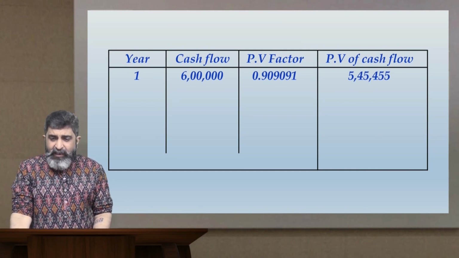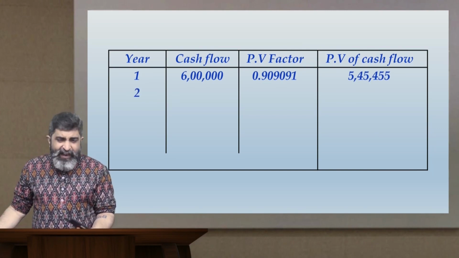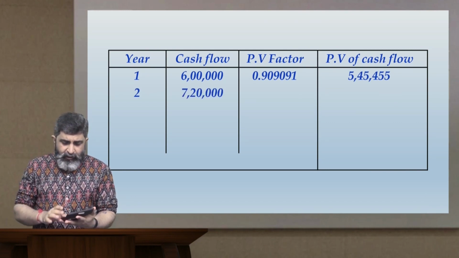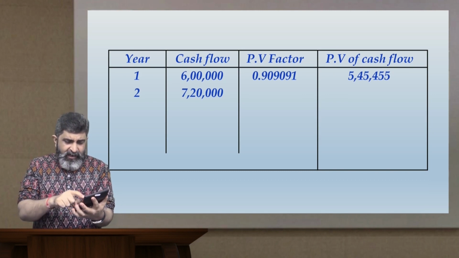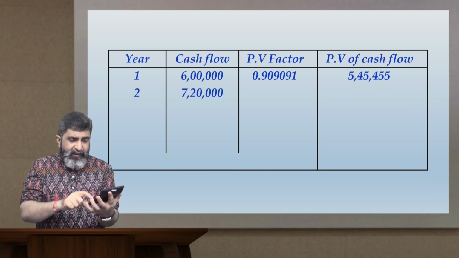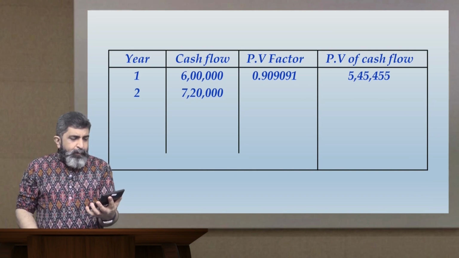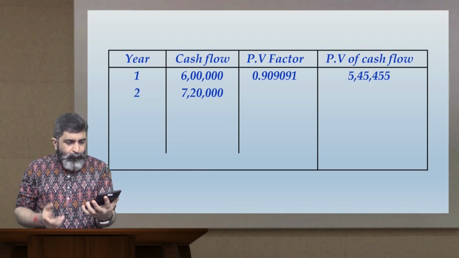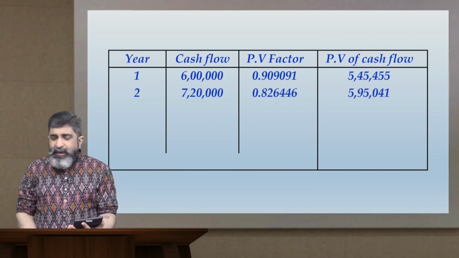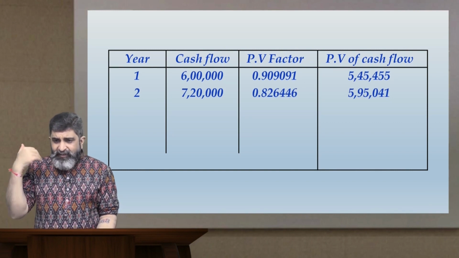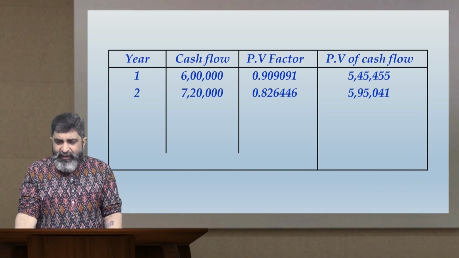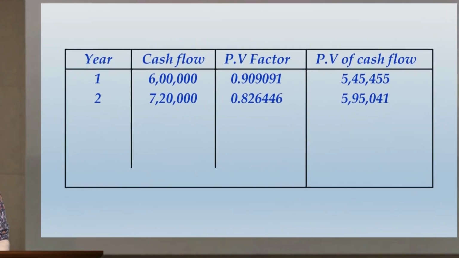And let us carry out the calculation ahead for the next year. So second year, what is the amount of cash flow that you are getting? It is 7,20,000. So what will be the PV factor for the second year? I'll do 1 divided by 1.1, press equal to twice. We get 0.826446, and when I multiply that to 7,20,000, I am getting the present value of that cash flow as 5,95,041. In the same manner, you can proceed ahead and do all the other calculations.